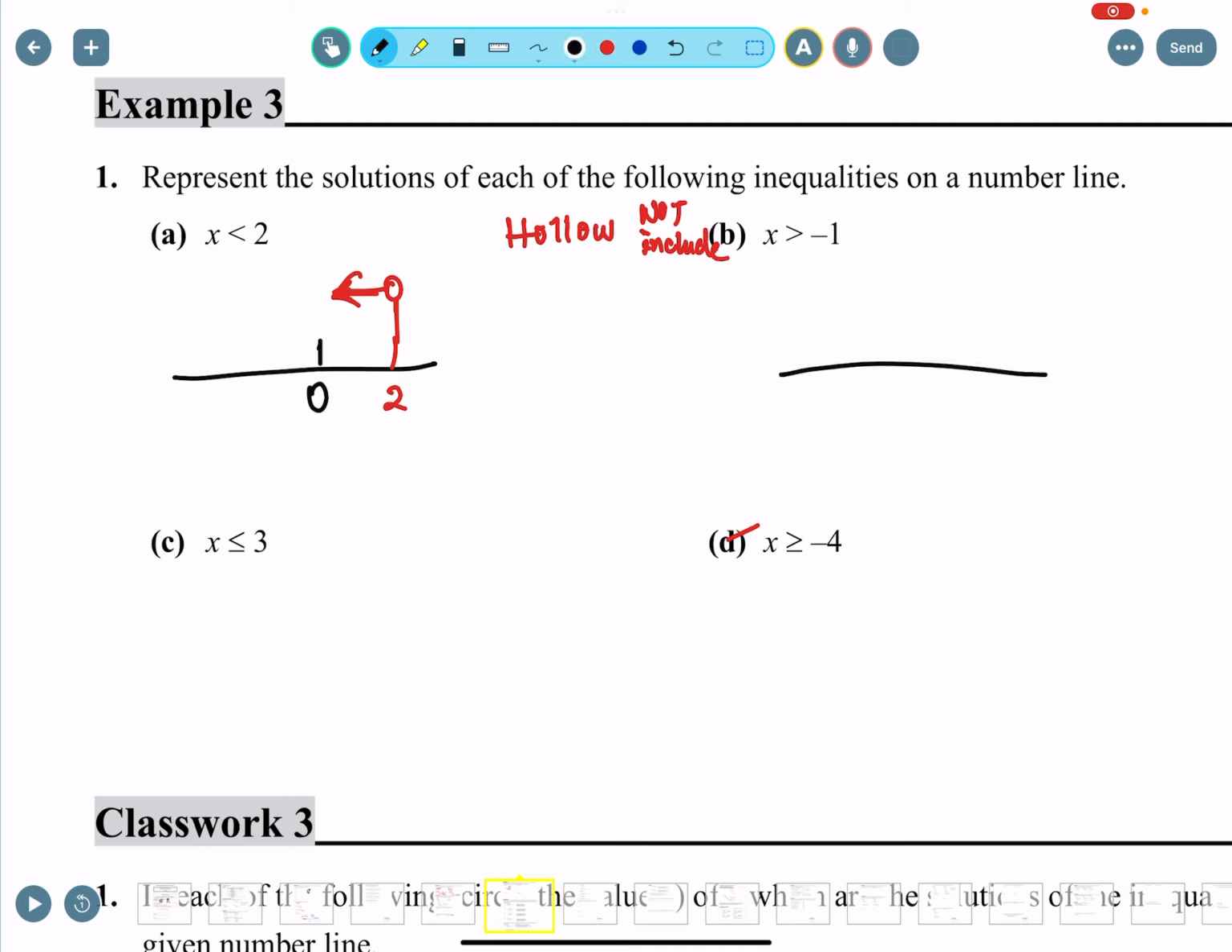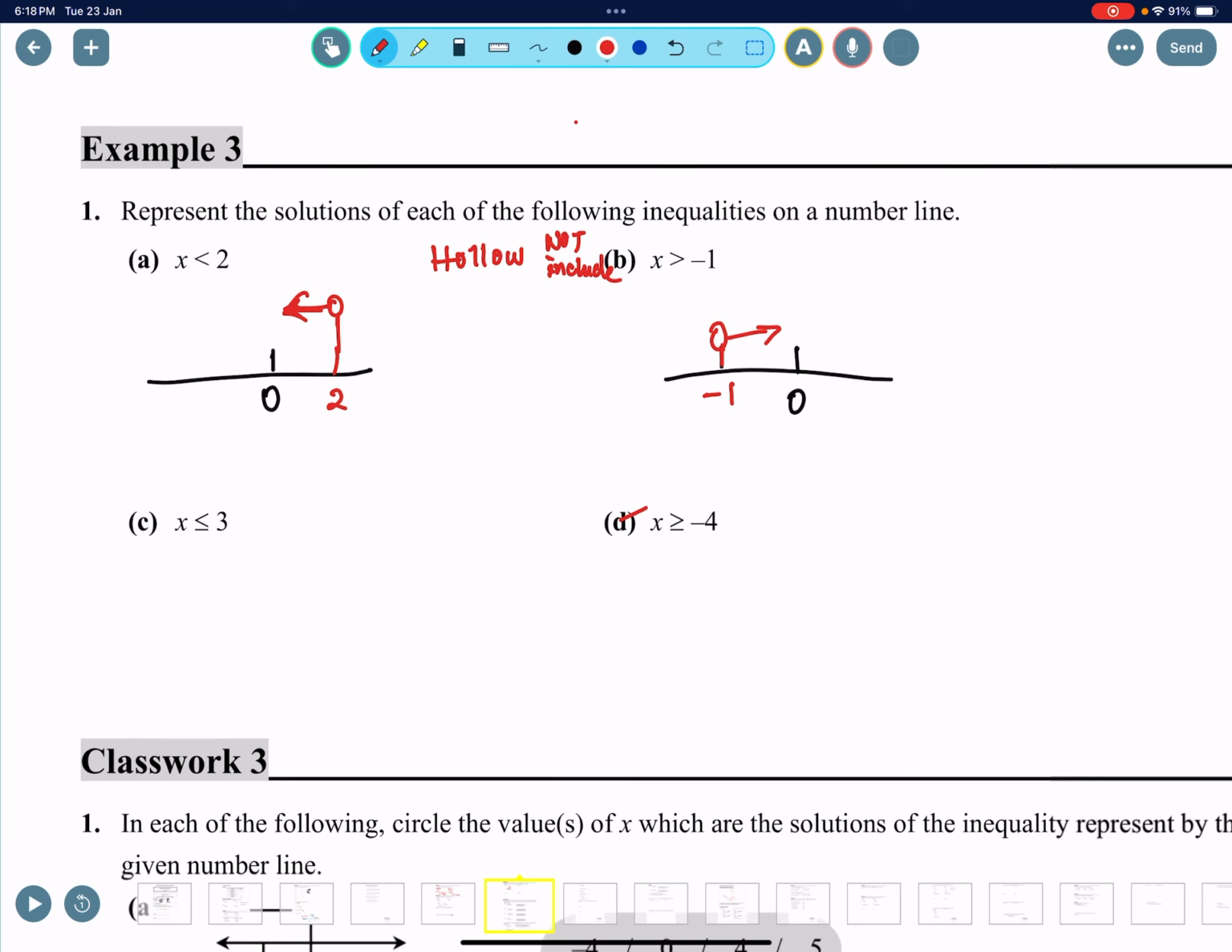So the next question here, that's actually done. That's the final answer. Again, write 0. Decide where's -1. -1 is on the left. And then the arrow, actually you can just follow the arrow. The arrow is pointing to the right. And it makes sense because when x is greater than -1, it has to be on the right side. Again, supposed to be hollow. There's no equal sign, so it's hollow pointing to the right.